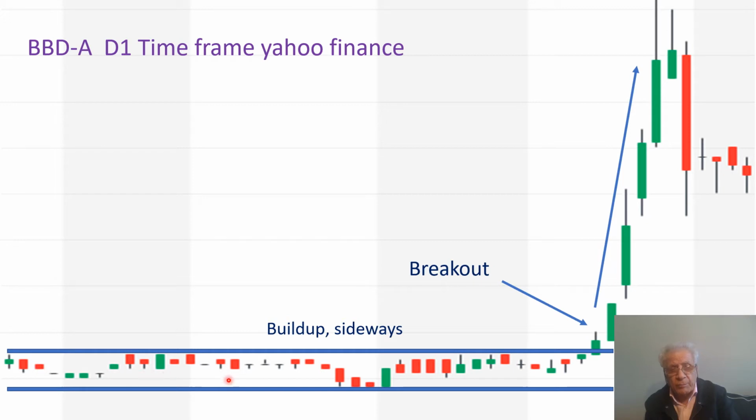Now we have to wait for the price to break out. The longer the price is in build-up situation, the stronger the price breakout would be. Now, when the price starts breaking out from here, then you can enter the market here and you put your stop loss 1 or 2 ATR below this lower band, lower build up. So this way you can make good money.